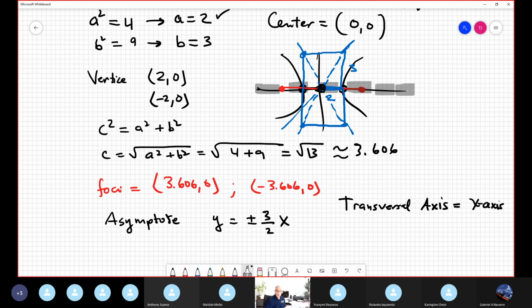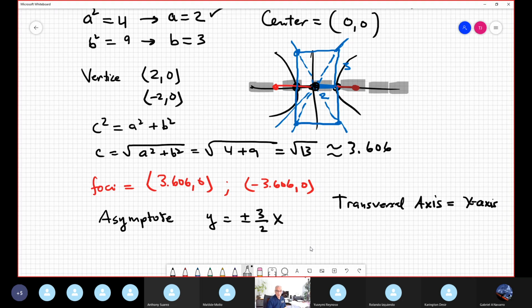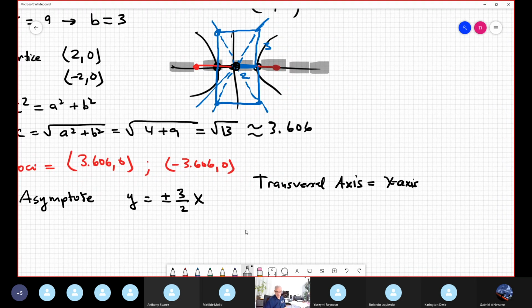We have another axis, but it's not important. Let's call it the conjugate axis. It's a weird name, conjugate axis. In this case, it is the y-axis. But this is not important. The important one is the transversal. Another perpendicular. And that's it.